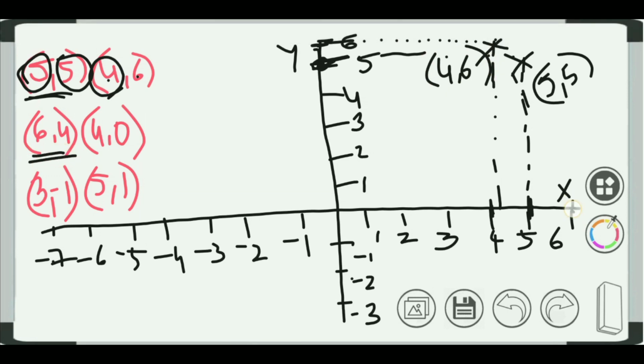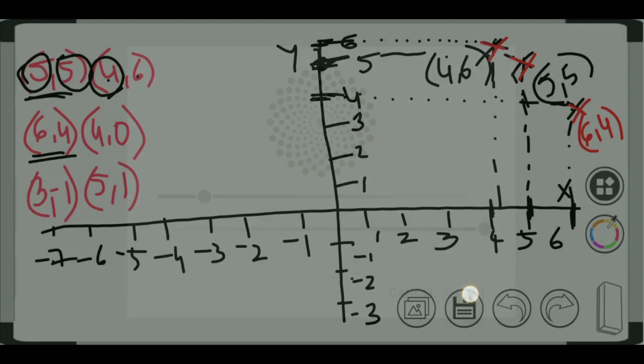Take 6 from the x-axis, 4 from the y-axis. Okay. Where is it joining? Here. So this is our 6 by 4. One point here, another one here.